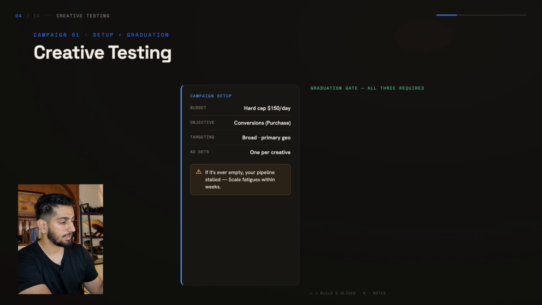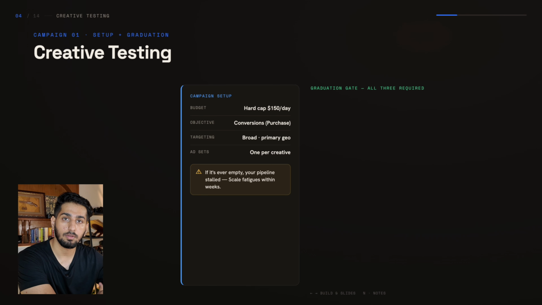Now for the budget, you want to cap it around $150 a day. The objective obviously is going to be conversions, which is set to purchase. Now for the ad set, you want to have 1 ad set per creative, or if you do want to group, you can group variations of the same creative into 1 ad set. Again, pay close attention, 1 ad set per creative, or if you have small variations of the same creative, you can group them into 1 ad set.